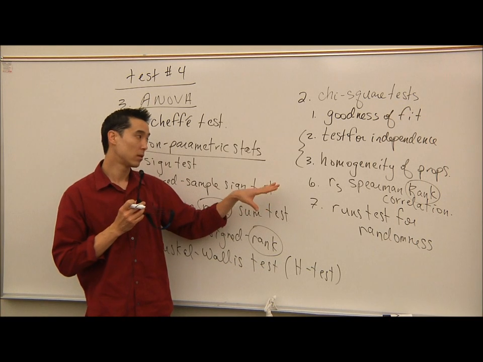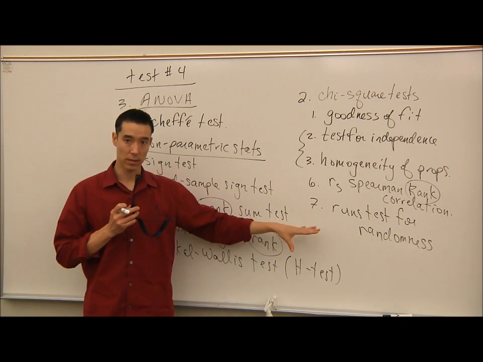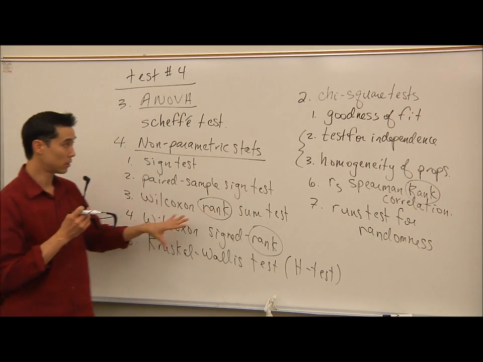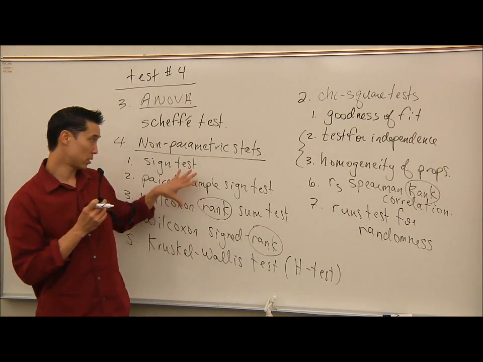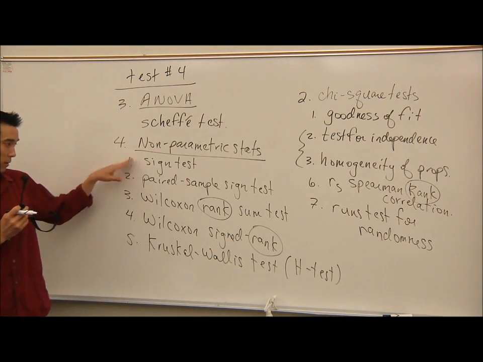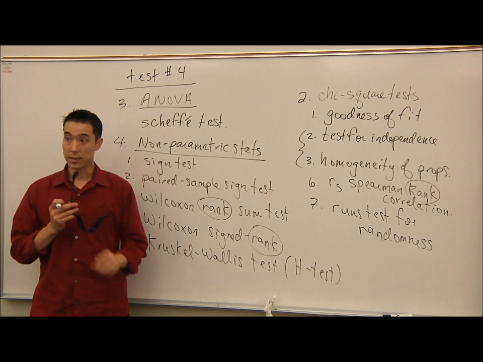Now, on this test coming up, if I ask you to do any of these 7, I will say do the Spearman rank correlation, or do the Kruskal-Wallis, or do the runs test. Okay, I will state which test to do. On the first couple of ones, I won't. Just on the non-parametric ones, I will tell you do the sign test or do whatever. Okay? Questions on that?